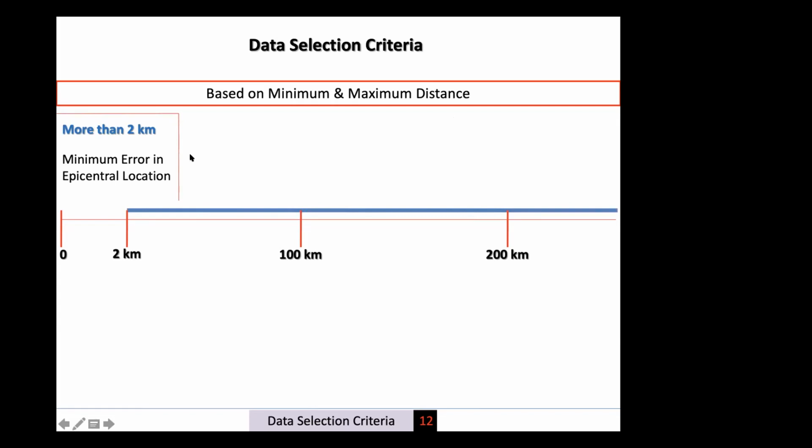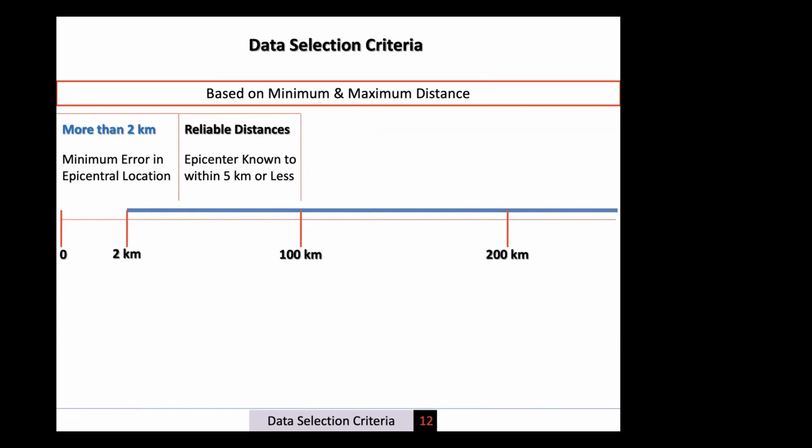So the other data selection criteria is based on minimum and maximum distance. One example is to just consider the distances that are larger than 2 kilometers. The other criteria could be to just take the reliable distances.